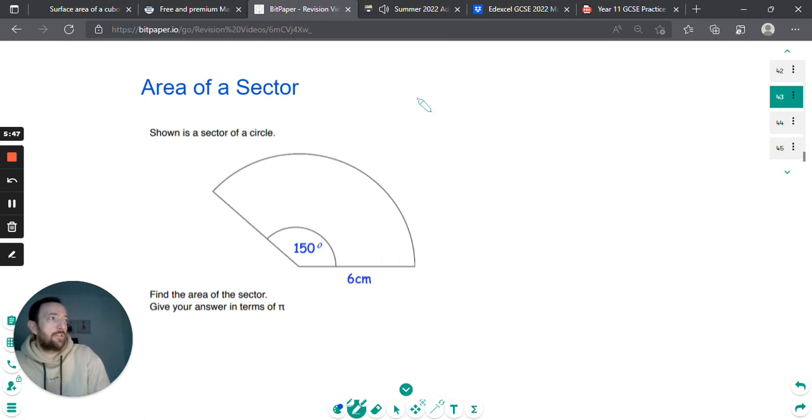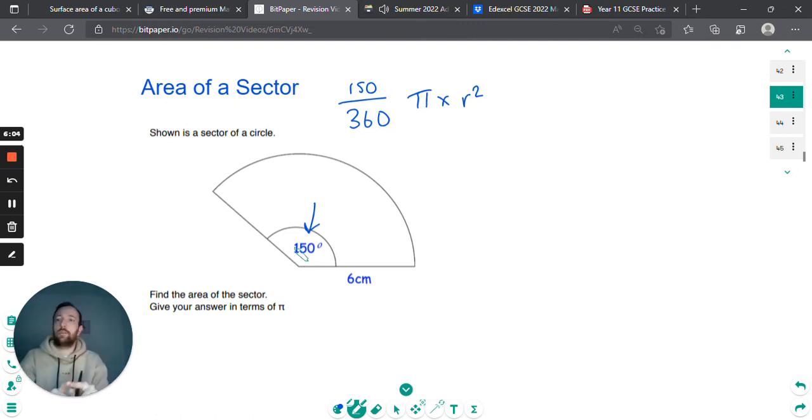The area of a circle is pi times the radius squared. But I've not got a full circle. I've got 150 degrees out of a full 360. A full circle would be 360 degrees. So the only difference between the area of a circle and the area of a sector is that I have to put this fraction at the start. So 150 over 360 times pi times the radius squared.